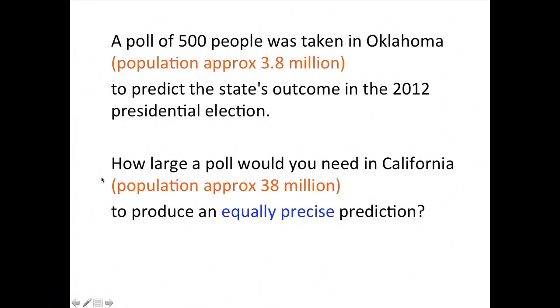In Oklahoma, I took 500 people out of a population of 3.8 million. How many people should I poll in California out of a population of approximately 38 million to get the same precision? Let's think about that problem for a moment.